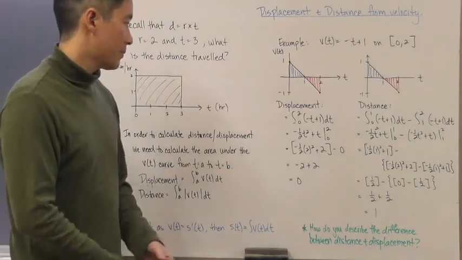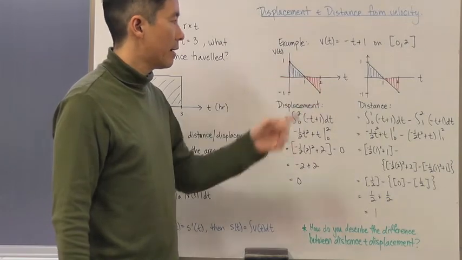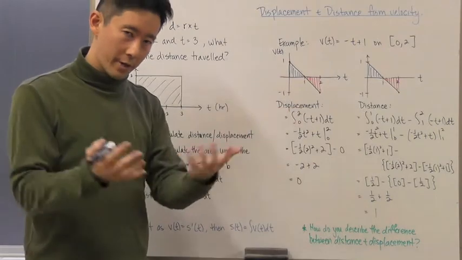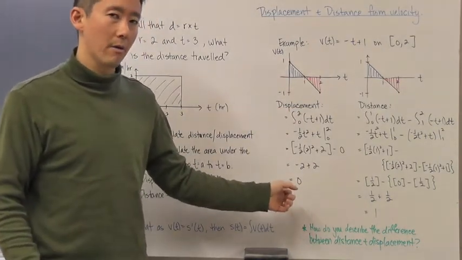Now, that makes sense because what we have here is this shape right here and that shape right there. They're identical. One is a positive area, one is a negative area, therefore the areas will cancel each other out to come up with a displacement of 0.